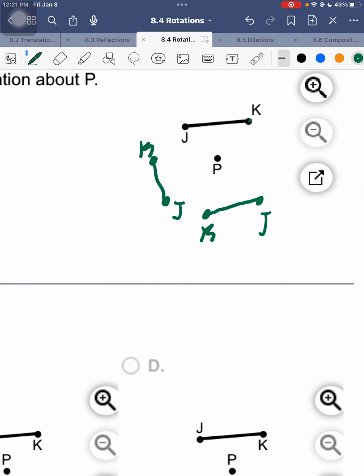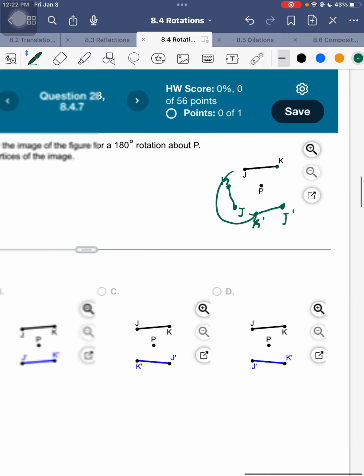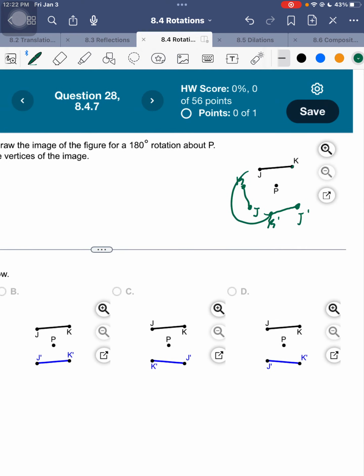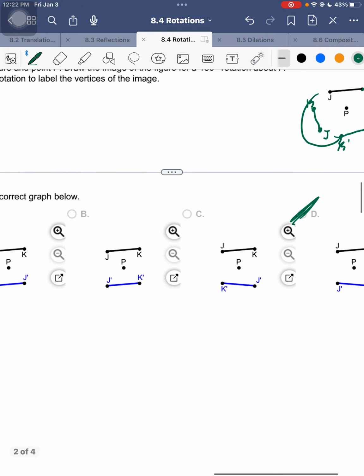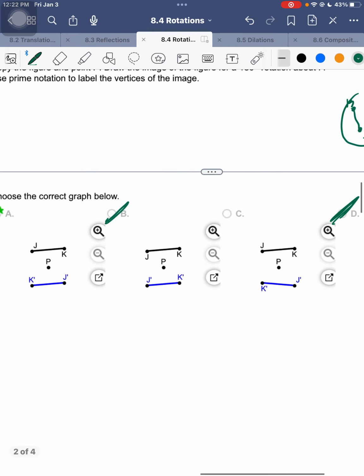So this K was a little bit above the J. That means this K is a little bit to the left of the J now because I rotated counterclockwise. And now if I rotate it again, 180, then the K is going to be under the J. So K prime is going to be under the J prime. So my K should still be to the left of it, and my J should be to the right. So let's circle anything that doesn't have a K to the left. So this is gone, and this is gone.